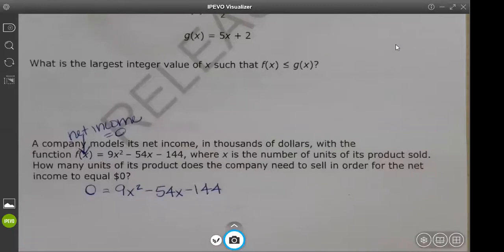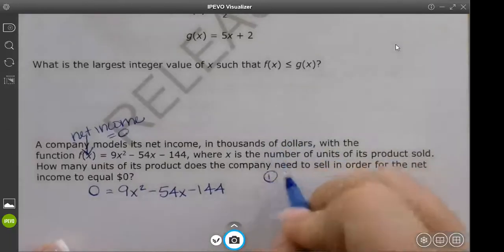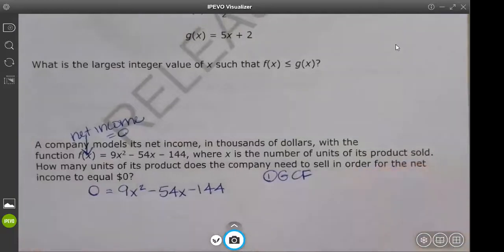What should we always look for so that we can make this factoring a little bit easier? You better learn factoring between now and Monday. I'm not kidding. It's going to be all over this test. The first thing that you're going to do is your GCF.